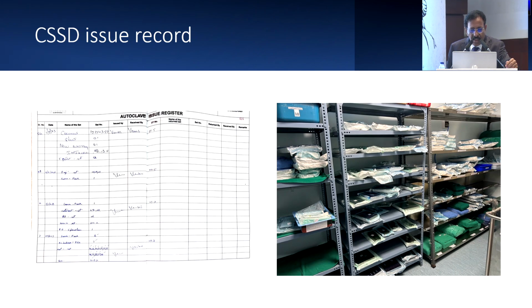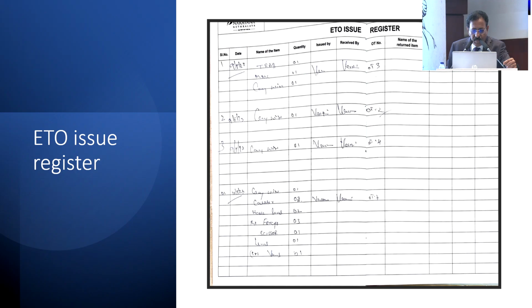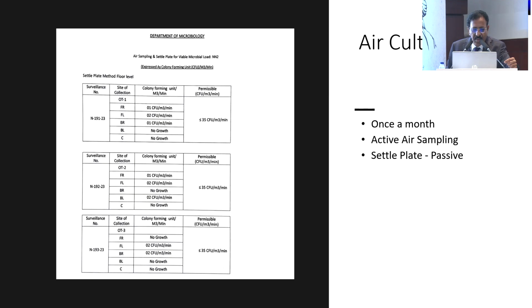So this is the autoclave issue register. So which theatre the sterilized items are going to be used, all those things have to be monitored. And this is again an ETO issue register. ETO is usually done once in a week or once in 2 weeks or once in a month. So we need to have a proper storage register, and where it is issued and which theatre or patient the instruments were used. Then something about the microbiology.